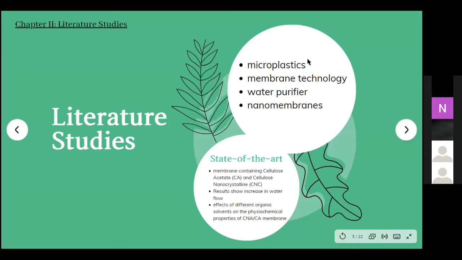Our literature studies include microplastics, membrane technology, water purifier, and nanomembranes. As for the state of the art, we examined a research conducted by Anoalline, where they produce a tailored membrane by mixing crystalline nanocellulose and cellulose acetate.